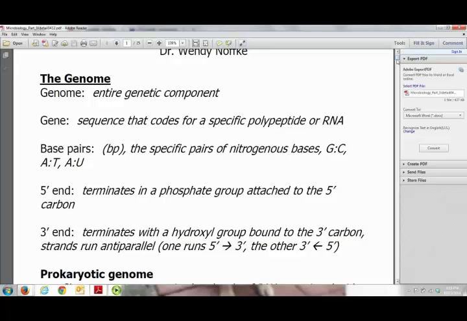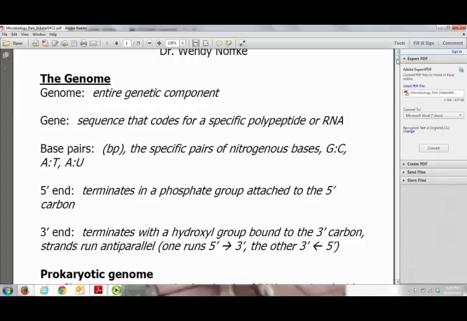The genome is going to be made up of DNA, and in the DNA, your coding sequences are going to be made up of base pairs. These are specific nitrogenous bases. They are paired up as guanine and cytosine, which we represent as G and C, adenine and thymine in DNA, which is A and T, or adenine and uracil in RNA.